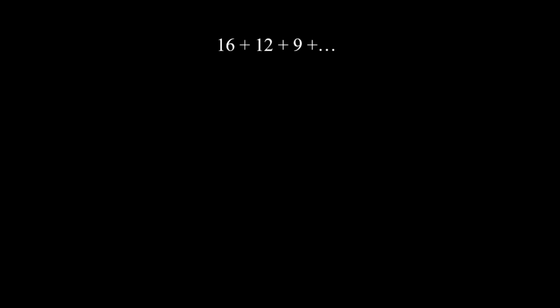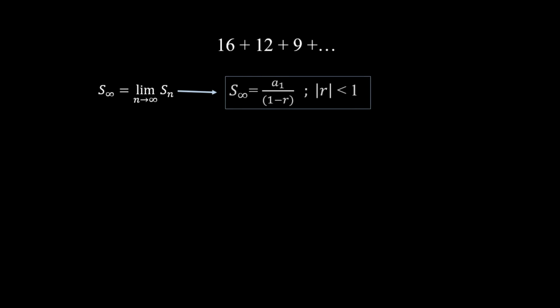So the series is 16 plus 12 plus 9 and so on. You know that the absolute value of r is less than 1, so you have to use this formula, which is kind of easy, right? We know that r is the second term divided by the first term. So you get 12 divided by 16, so your r is 3/4.